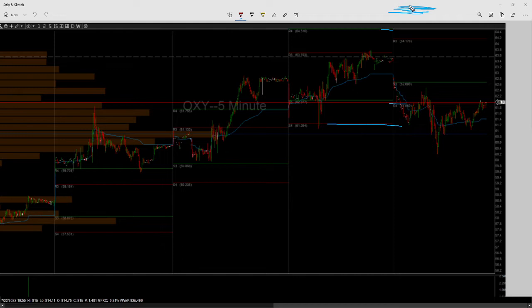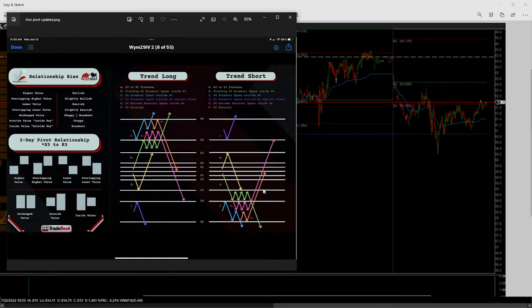So we have overlapping higher value. So S4 today is higher than S4 yesterday. R4 today is higher than R4 yesterday, but they are overlapping, right? They're not completely on top of one another. So we've got overlapping higher value is what we got. So we go back to the cheat sheet. So we have overlapping higher value right here. So we're slightly bullish, okay? Doesn't mean that we're only going to go long. It just means that we're slightly bullish in this scenario, okay? And it looks like this one, overlapping higher value. That's what it is.